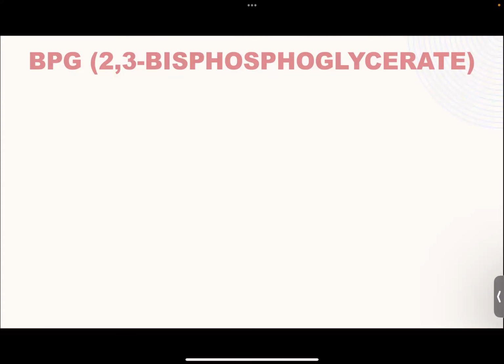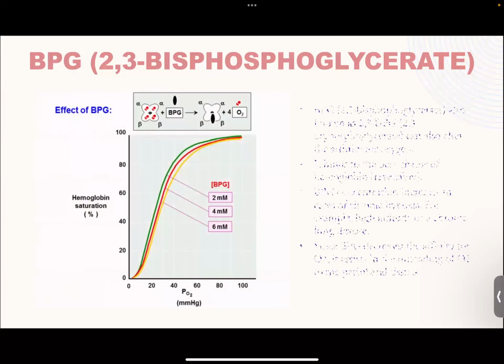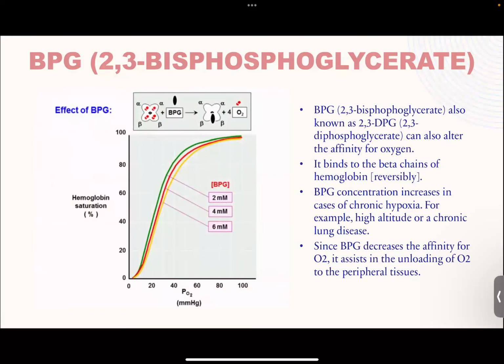Full form is bisphosphoglycerate. And it's got another name. It's also known as 2,3-DPG. They're the same thing. It's just 2,3-bisphosphoglycerate. And they also alter the affinity for oxygen.